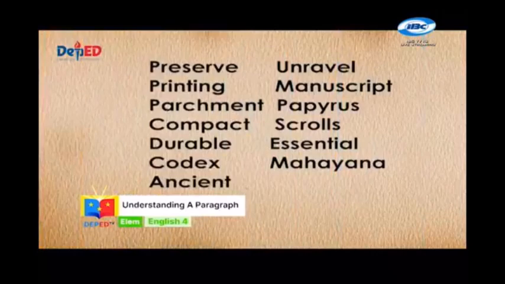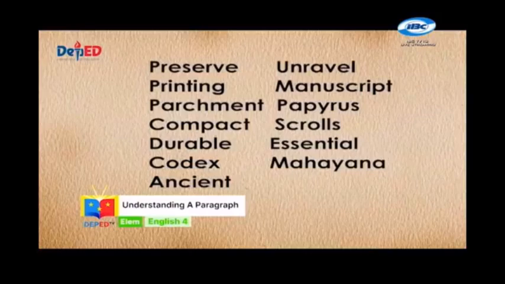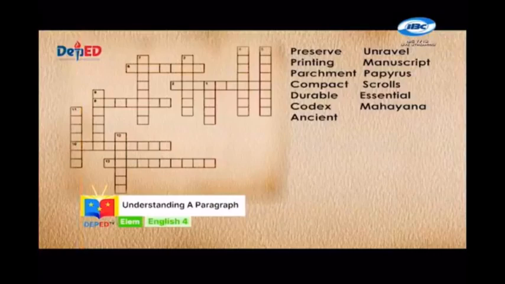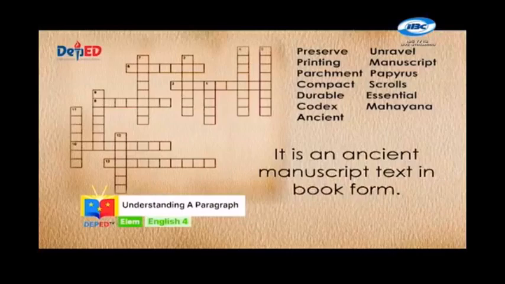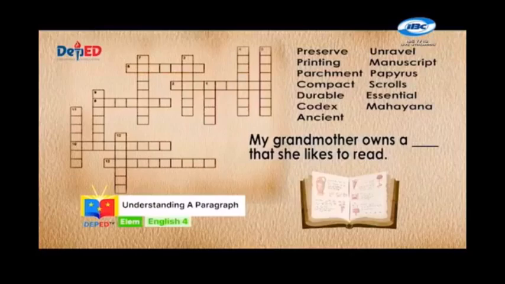All you have to do is select the word that is being described. Don't worry, because I will be giving you examples on the words that can be used in a sentence. Are you ready? Here are the clues. Let's start with down. Item number one, 5 letters. It is an ancient manuscript text in book form. My grandmother owns a that she likes to read.